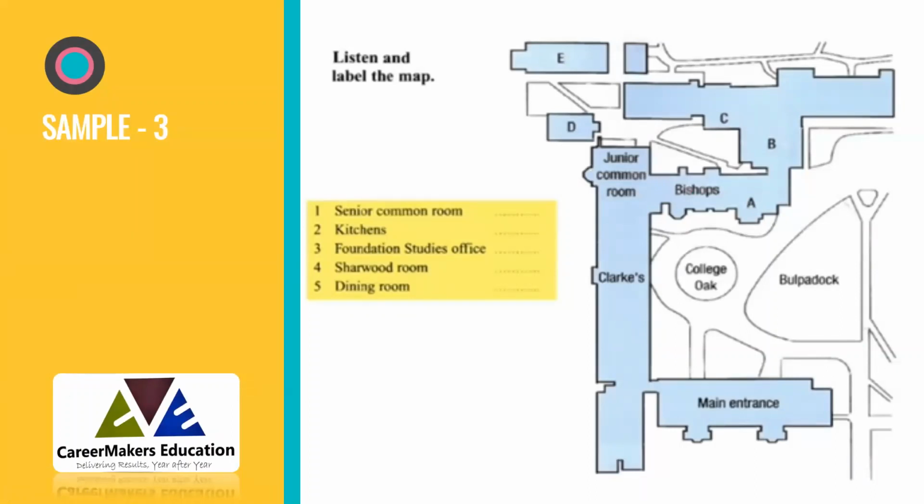All right. So have a look at this map. Where is the main entrance? Then where is the college? Then Bull Paddock, then Bishops. So where are the locations which are already there? And then what we need to look for. Okay. So now I'm starting the recording.